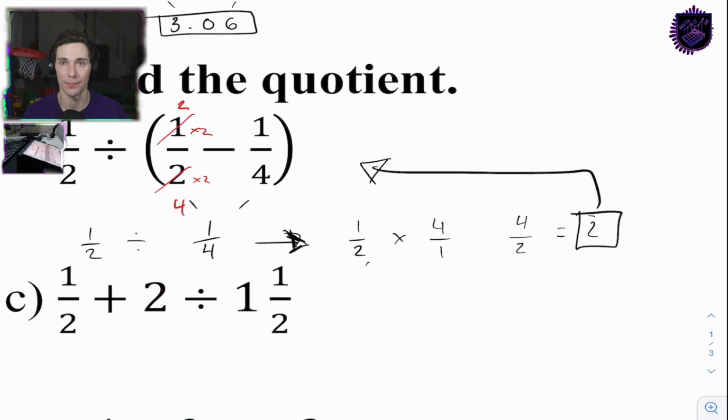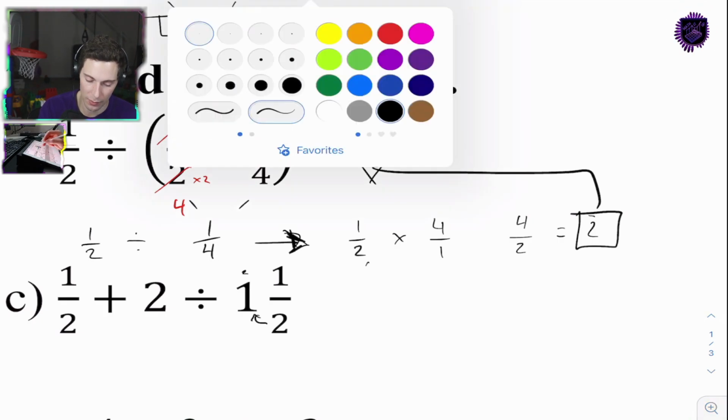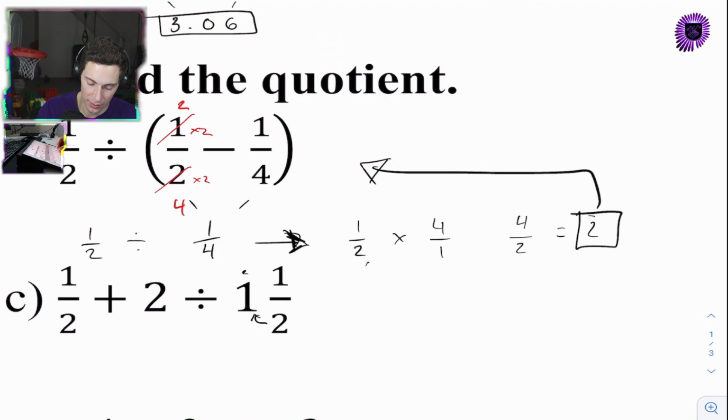So mixed number, we're going to go 2 times 1, which is 2, plus 1, which is 3. So this is going to be equal to 3 over 2. That's changing my mixed number, so 2 divided by 3/2. 2 is equal to 2 over 1.